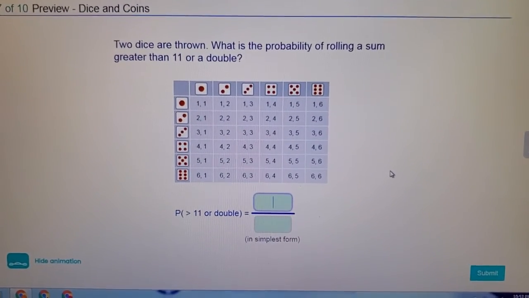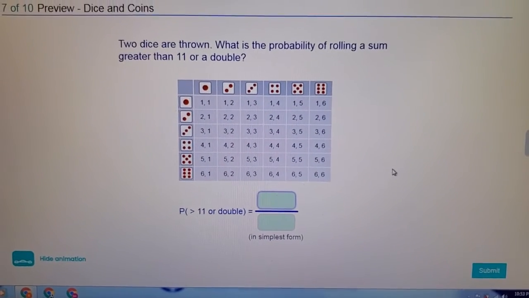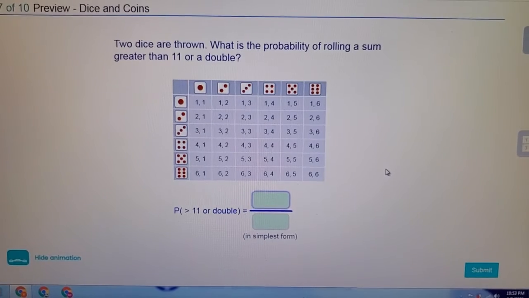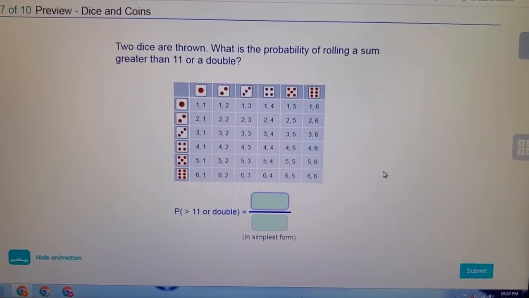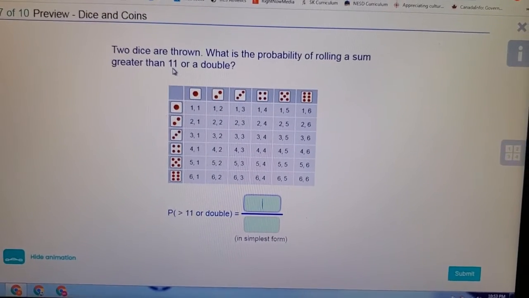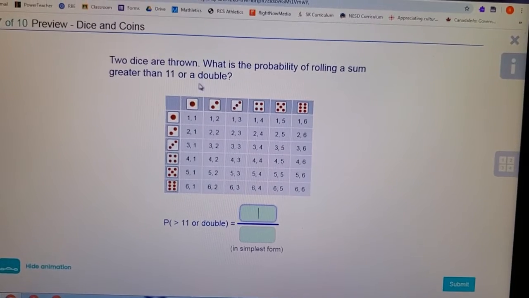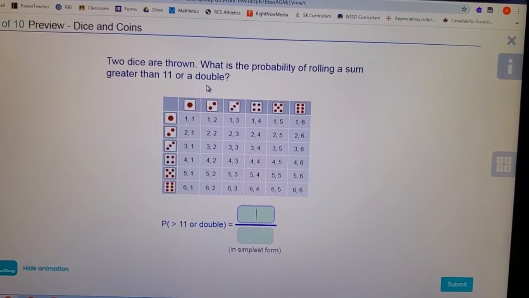Here's another example. So it says here, 2 dice are thrown. What is the probability of rolling a sum greater than 11 or a double? So all the numbers that are greater than 11, not including 11, but greater than 11 will count. And all of the ones that are doubles, meaning the same number twice.